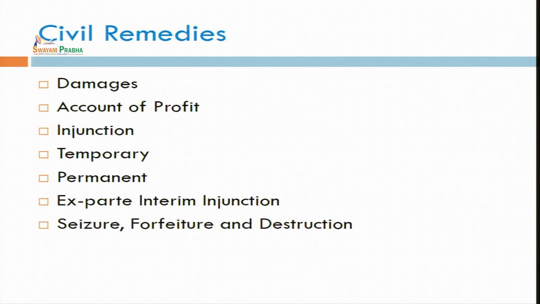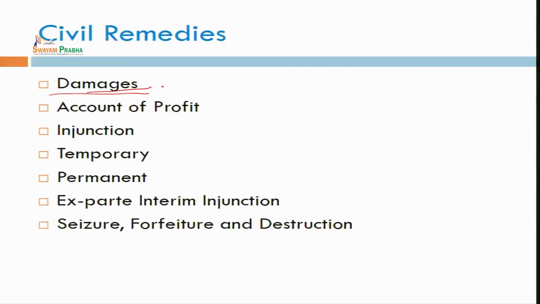Under civil remedies, the first type is damages. The plaintiff has the right to file a case for damages if infringement has taken place. We will discuss a number of cases in later slides from the high courts and the Supreme Court where judgments have been given relating to damages. In many cases, the court has discretion to award damages, or, if the infringement is going on, to restrain that infringement. The plaintiff can file a case for a permanent injunction as well as a temporary injunction.